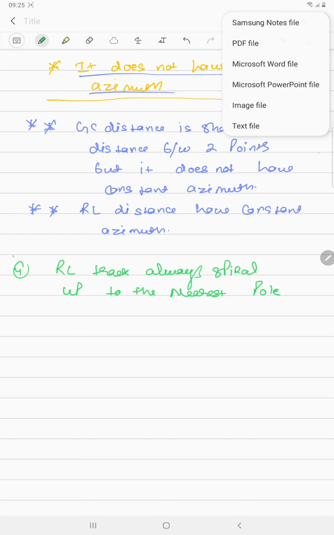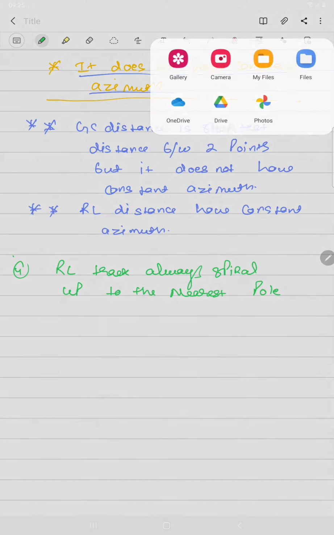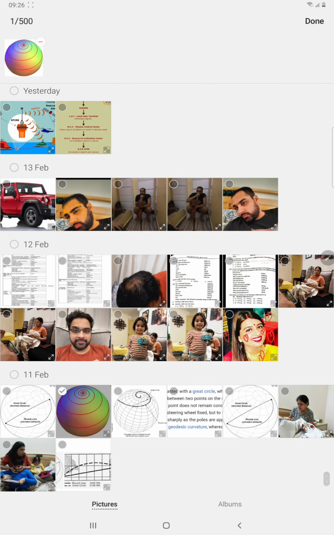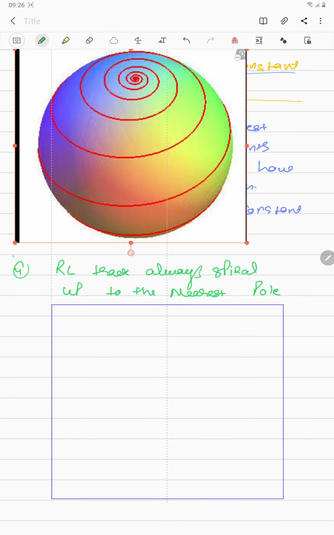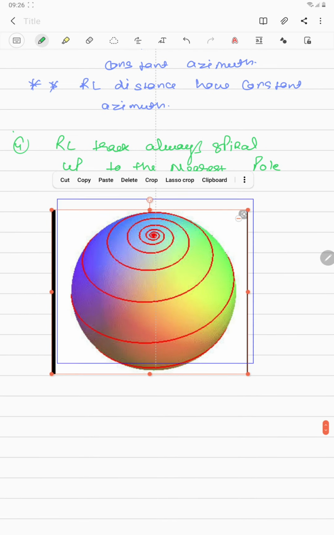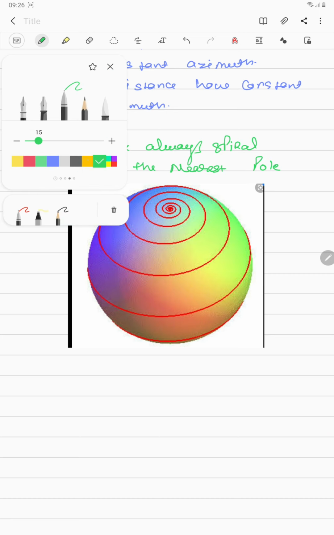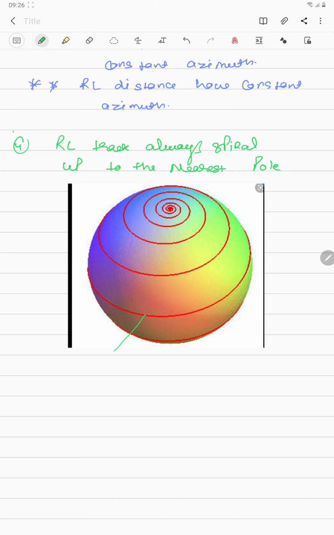So have a look here, guys. I'm gonna add one image for you guys. So if you take this image, all right, this is the rhumb line, guys. Let me take a dark color. This is your rhumb line, and as you can see from the figure, it is spiraling up to the north pole. This is your north pole, this is your south pole. So they all spiral up towards the north pole.